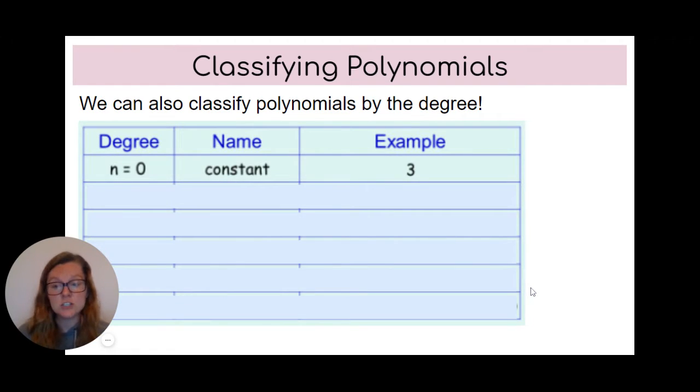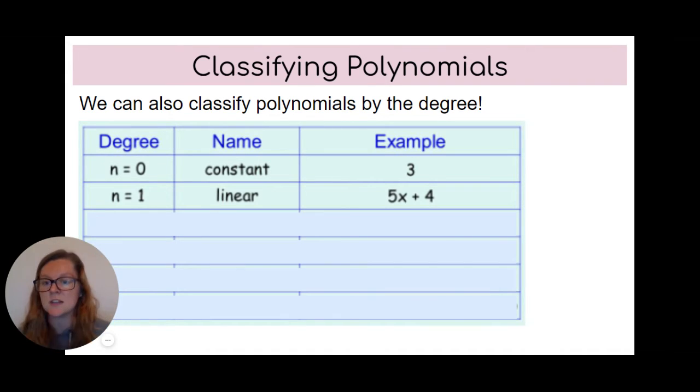So here, if we don't have any variables, we're going to just call it a constant. So if you have just a number, it's a constant. If we have x to the first power, we're going to call it linear. So think like y is equal to mx plus b. We know that's a line, so it's linear.